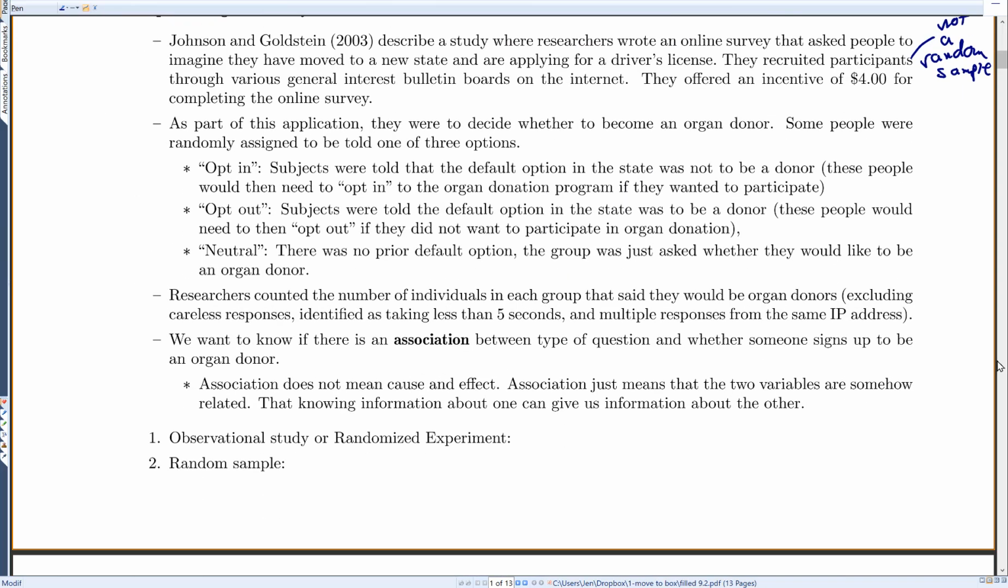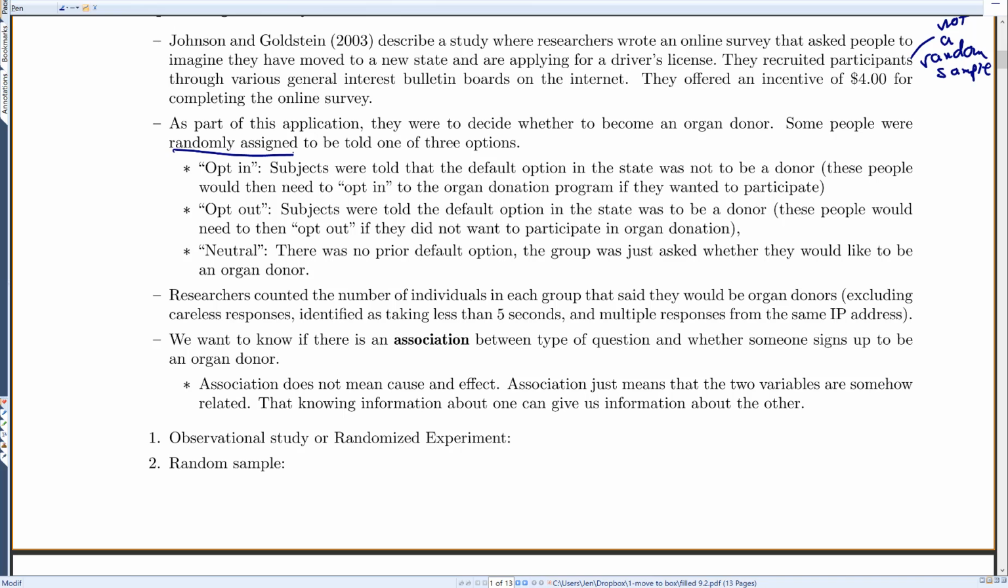Now, as part of this application, they were told to decide whether to become an organ donor. Some people were randomly assigned. So they're randomly assigned to be told one of 3 options. So they could opt in. So they were told that the default was to not be a donor and they had to opt in if they wanted to be a donor. They could opt out, where they were told the default is that you had to be a donor and then they had to opt out if they didn't want to do it. And then there was neutral. There was no prior option. They were just asked if they wanted to donate, be an organ donor. So that was randomly assigned.